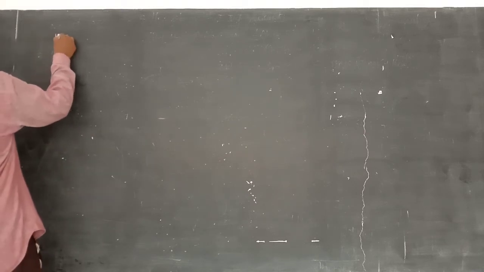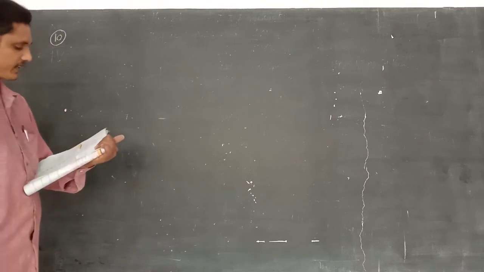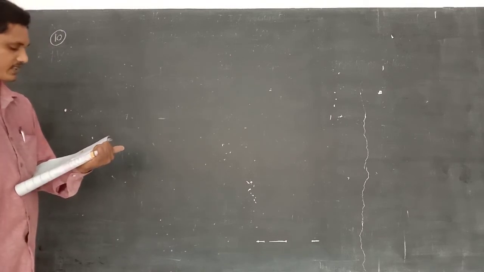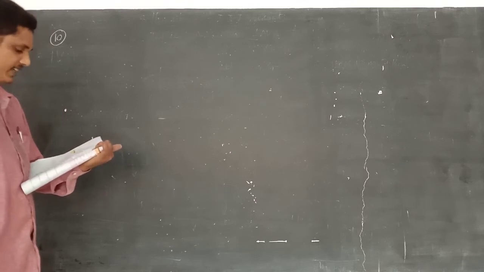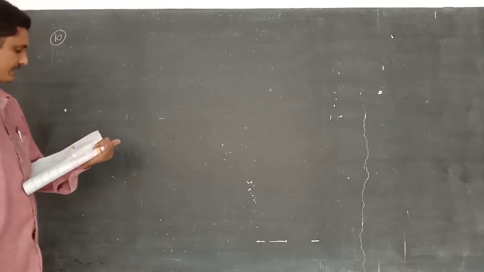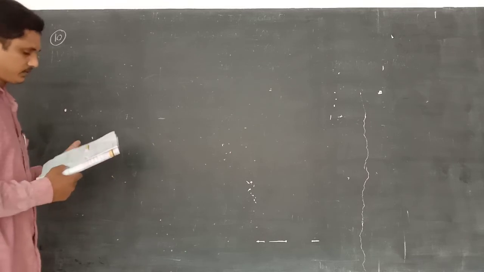Next, bit number 10. A block of mass 4 kg lies over a horizontal surface. g is equal to 10 meter per second squared. The normal reaction between the block and surface is 40 newtons. Simple bit. Do the homework.